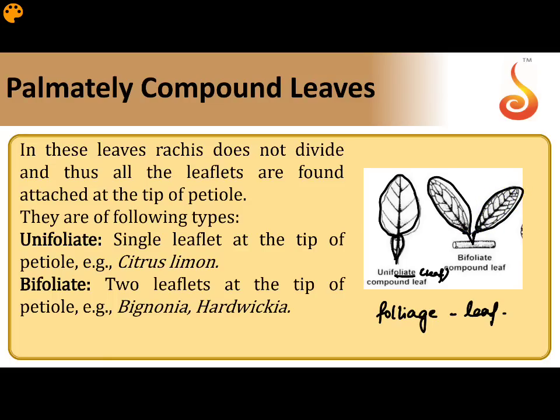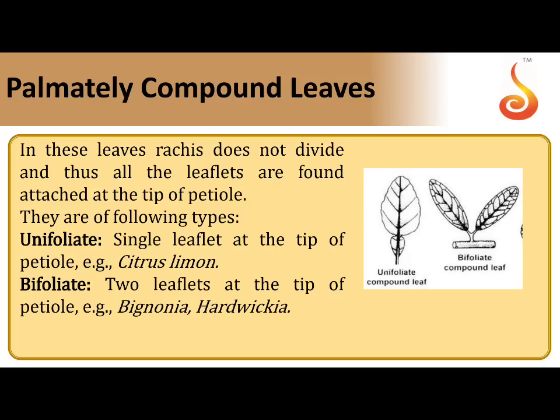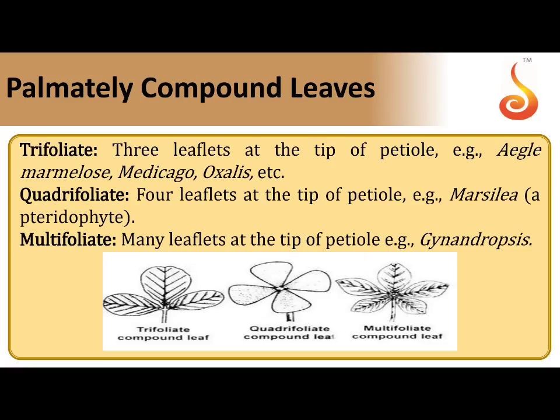Bifoliate pinnately leaf, we see in 2 conditions, Bignonia and Hardwickia. So I repeat again, unifoliate leaf, from petiole 1 leaf. Bifoliate leaf, from petiole 2 leaf. The third condition is trifoliate. Now I think it is becoming easier, 1 leaf, 2 leaf, 3 leaf.